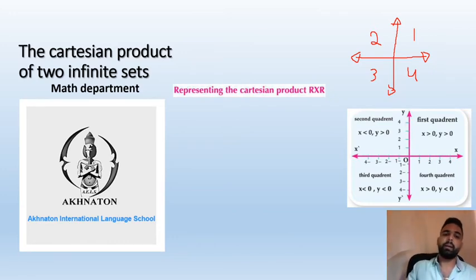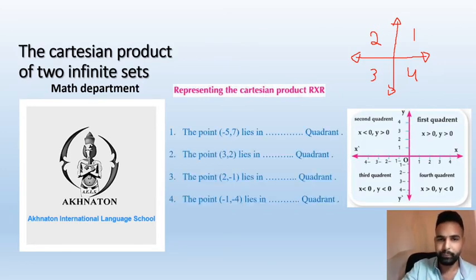To understand the quadrants, let's try to solve these questions. Question number 1: the point (-5, 7) lies in which quadrant? -5 represents x and 7 represents y. So x is negative and y is positive. In which quadrant is x negative and y positive? Yes, the second quadrant. So the first point lies in the second quadrant.